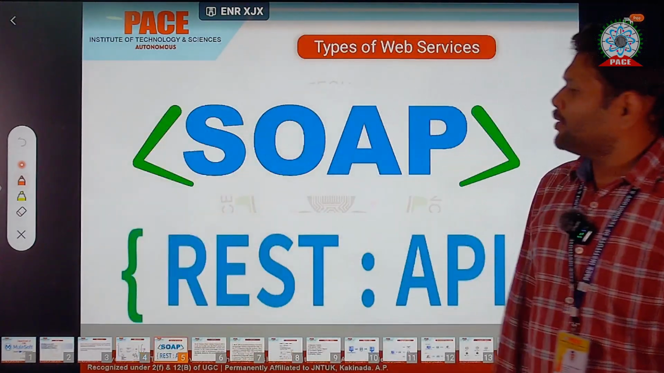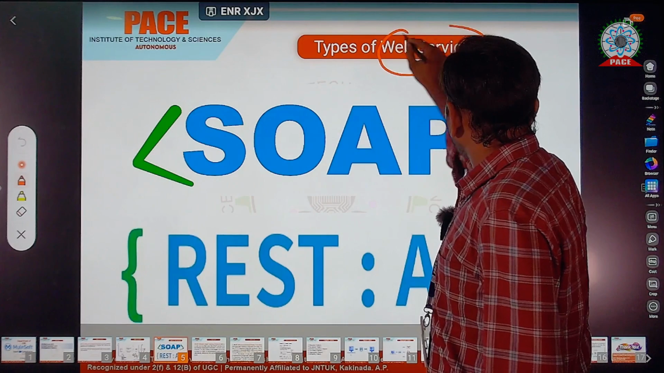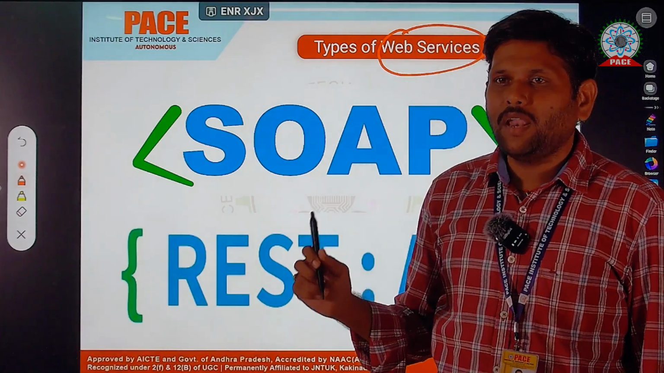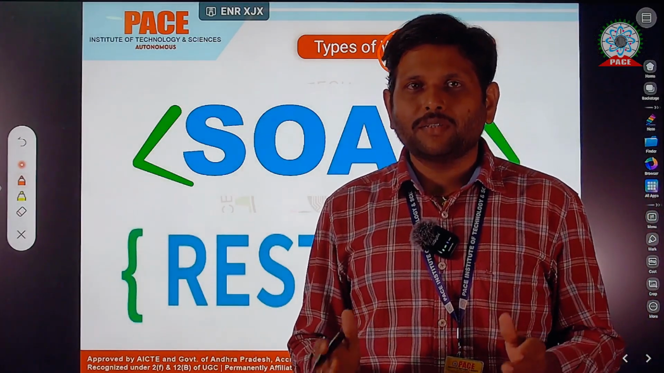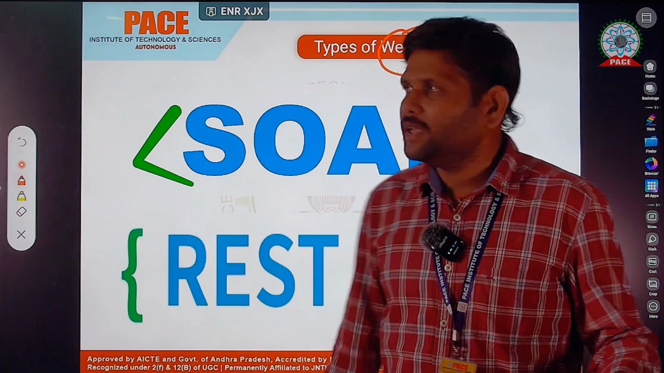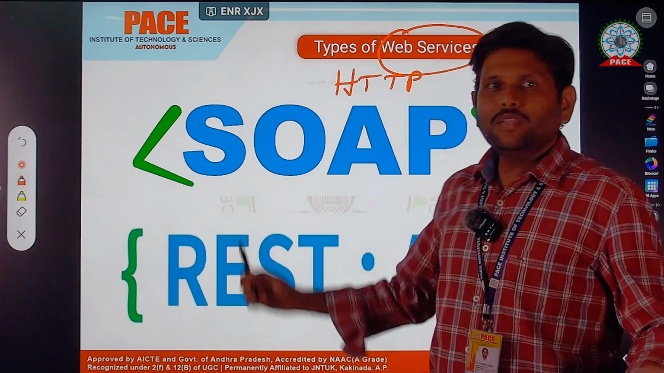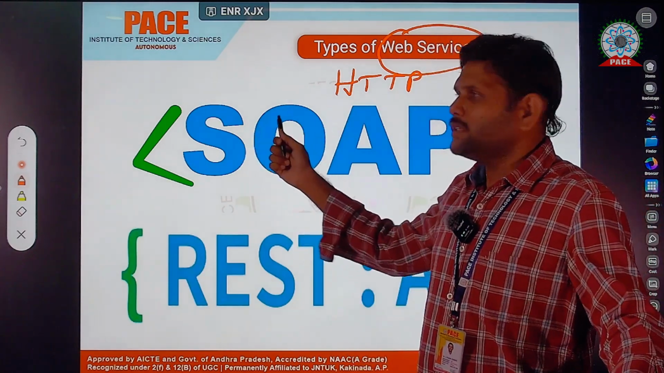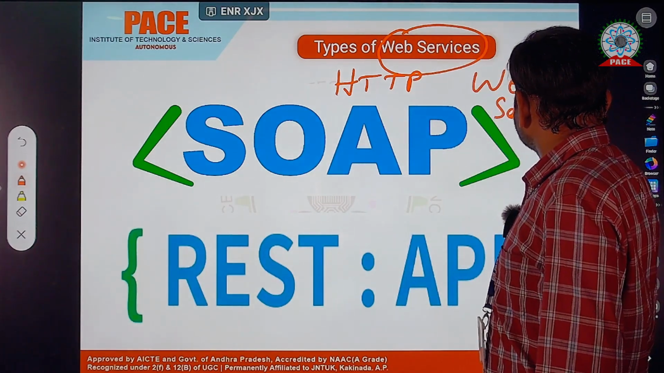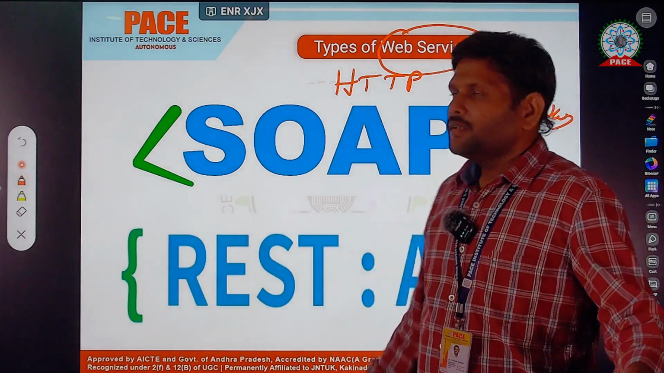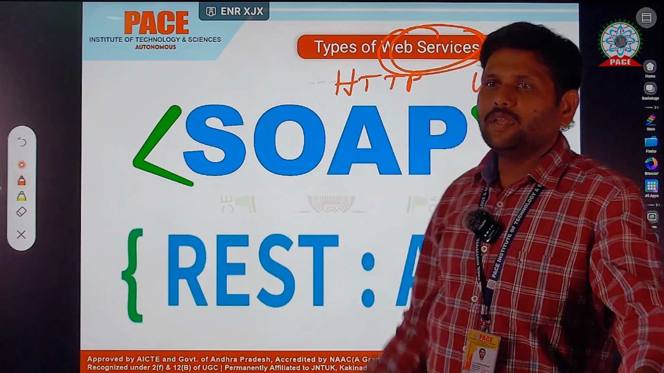Let's see the types of web services. Before seeing the types of web services, let's see what web services are. The APIs sit between the two applications, and these two applications send an HTTP request and HTTP response. These HTTP requests and responses are processed in web servers. That's why whatever APIs we are building are performed in web services.